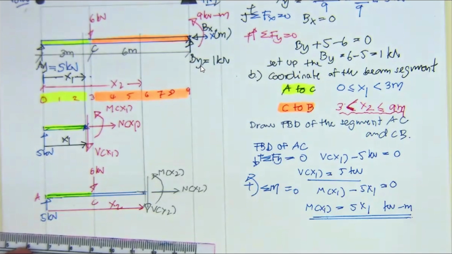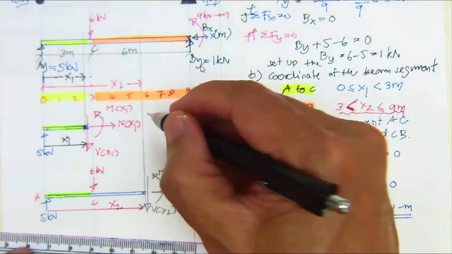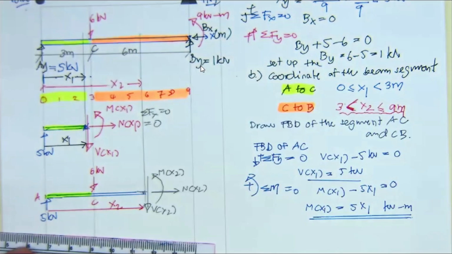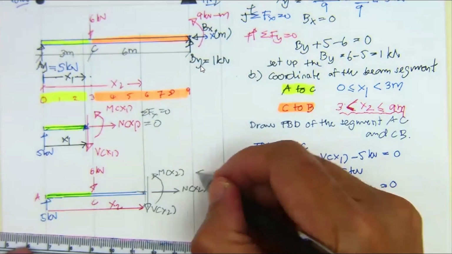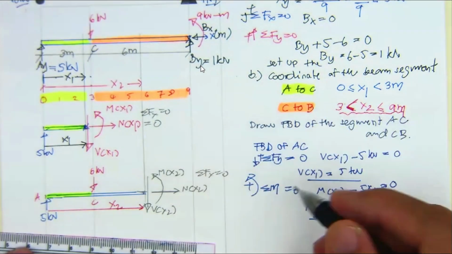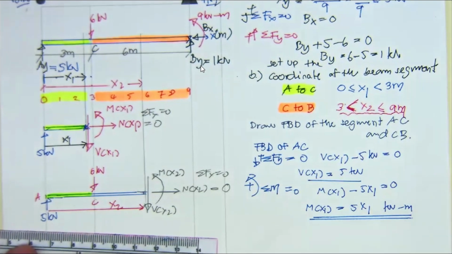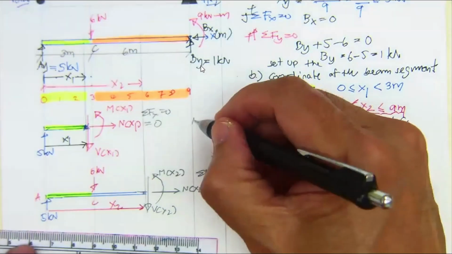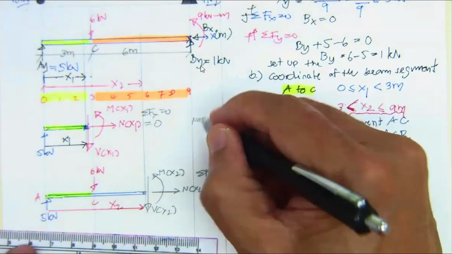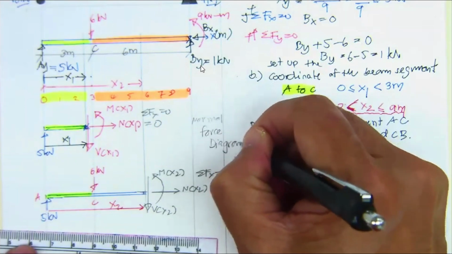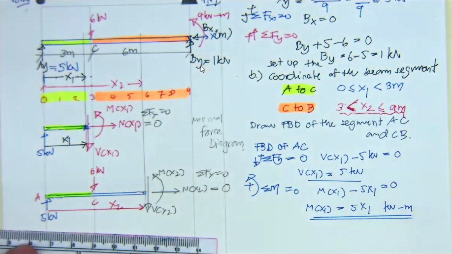Now, in the previous one, if you do summation of F sub x equal to 0, there is no horizontal force. The same, if you use F sub x equal to 0 here, N sub x2 is going to be 0. Since the axial force is always 0, we don't need to draw the normal force diagram. You don't need to, because all of the normal forces are 0.